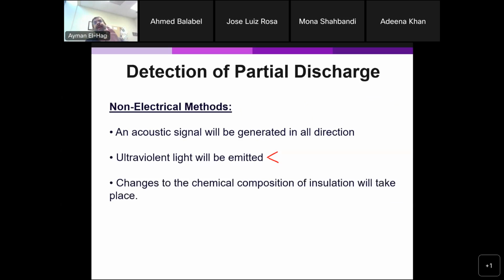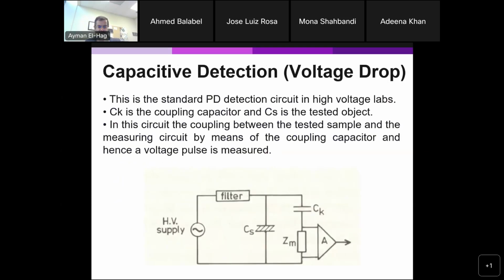Also, if the partial discharge happens in an insulation system like in transformers, then there will be byproducts. For example, if you do any gas analysis, you will find that the level of H2 in the transformer oil has increased. Okay. Now, today we will talk only about the capacitive coupling methods. All other methods, I will talk about them after the term paper. So let's talk about the capacitive detection system.